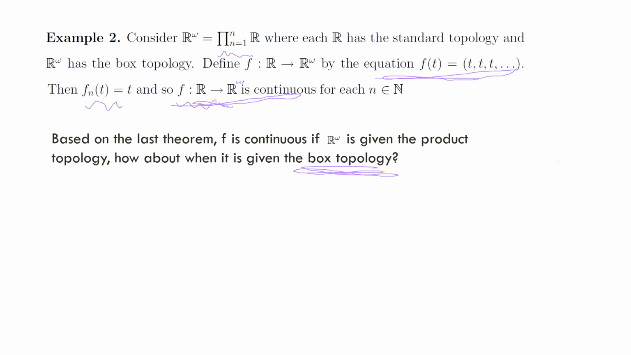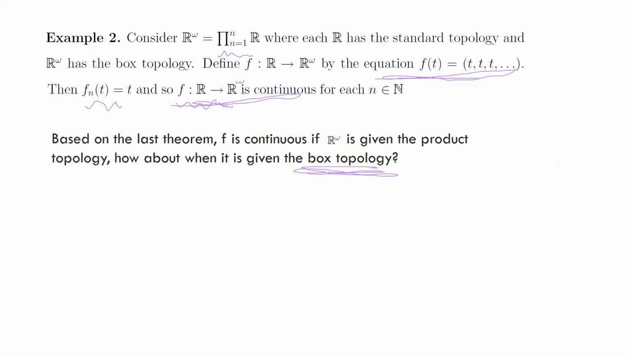Wait, can you say it again? Well, I say this is one of the reasons why we don't want the box topology. The box topology is not a very natural or not a very good topology. It's just simply because, for instance, this kind of function seems to be a perfect function, but it's not continuous.